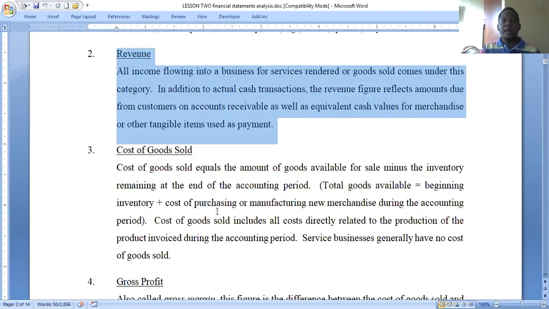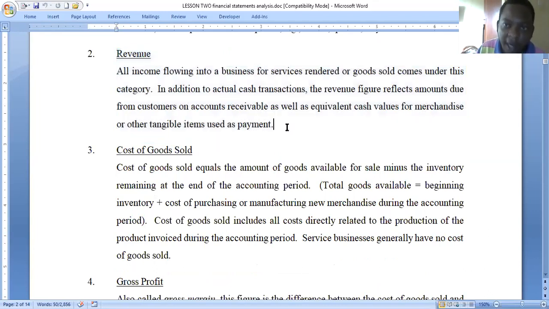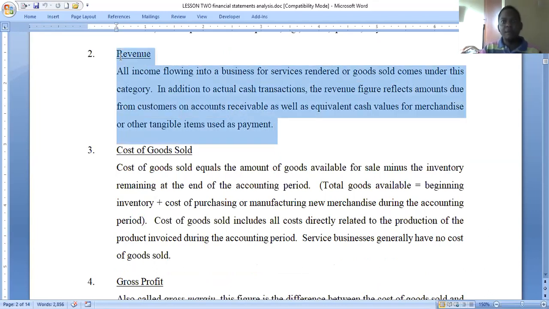Yeah, an income statement is there to show profit or loss. So how do we calculate profit? Profit is basically simply revenue minus expenses. So as such, revenues are a key component of the income statement.